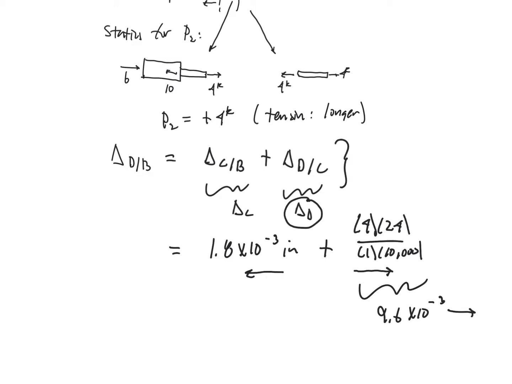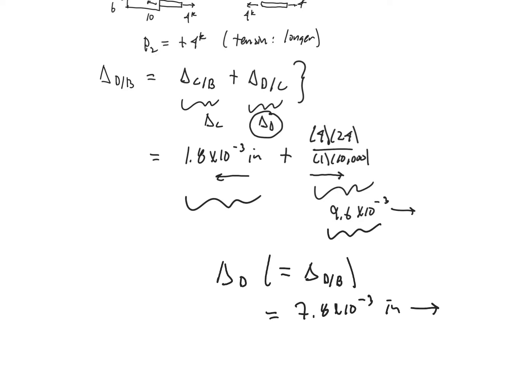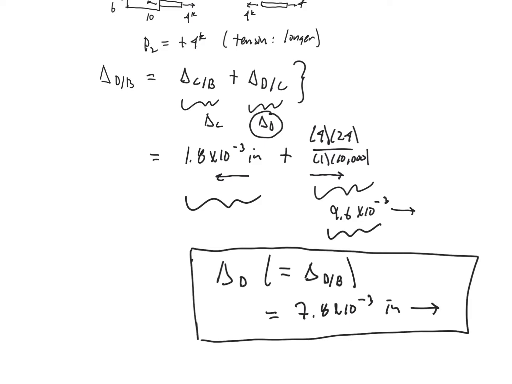So clearly the one to the right is dominating. We're getting more stretch that way. So we have this value to the right, and then we're subtracting that value since it's going to the left. So our final displacement of D, or parenthetically you could say it's really delta of D relative to the fixed support, but almost always we are measuring it in terms of some absolute motion to a fixed point in space. And that's going to turn out to be equal to 7.8 times 10 to the minus third inches to the right. And that would be our final form that we would box up like so.